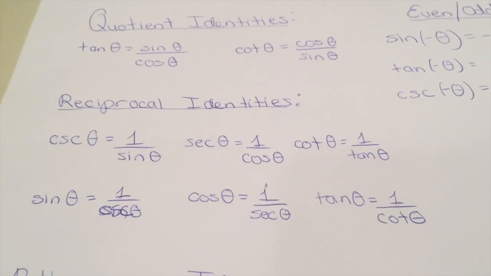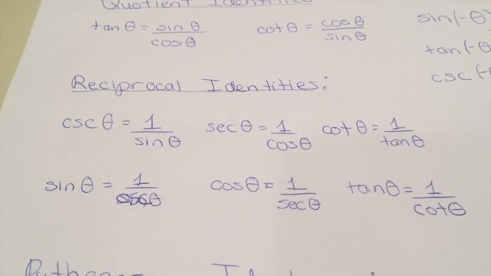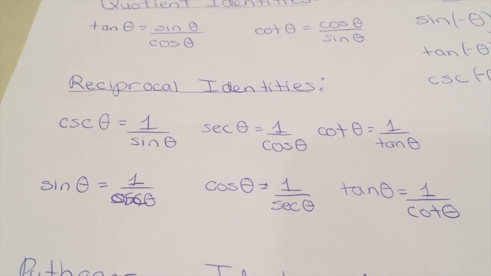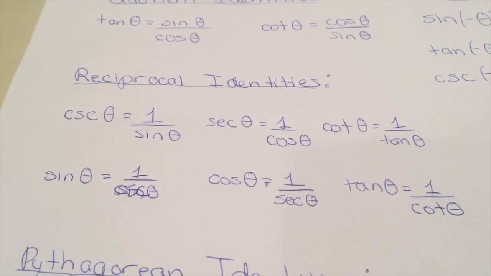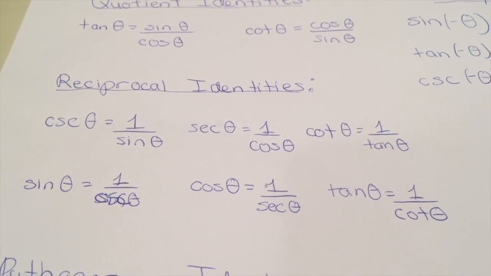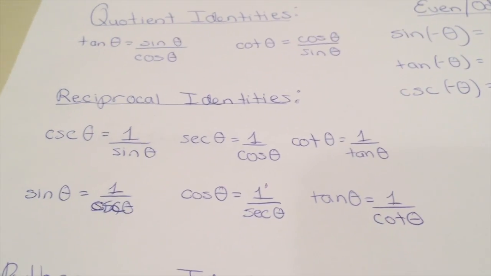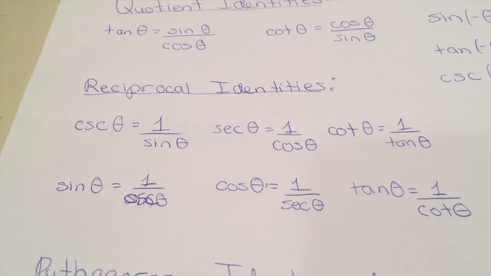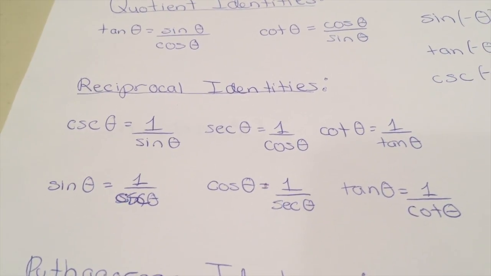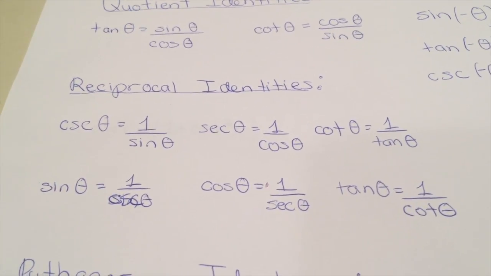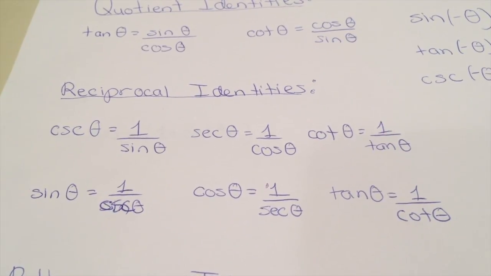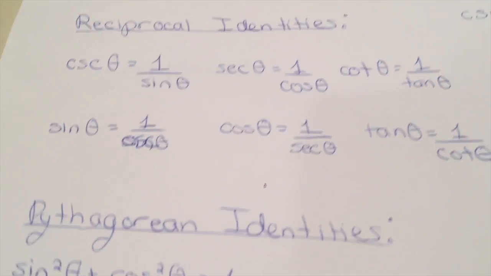We next have our reciprocal identities, which is cosecant theta equals 1 over sine theta, secant theta equals 1 over cosine theta, cotangent theta equals 1 over tan theta, sine theta equals 1 over cosecant theta, cosine theta equals 1 over secant theta, and tan theta equals 1 over cotangent theta.